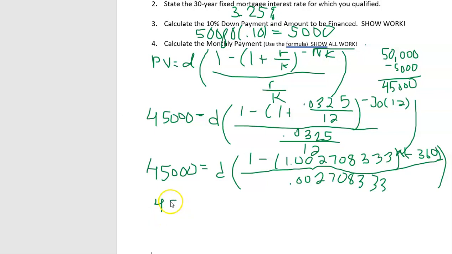All right, so I'm going to take that 1.002708333 and raise it to the negative 360 power. And I end up getting 0.377689796.